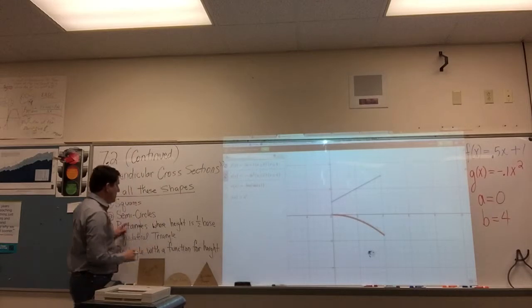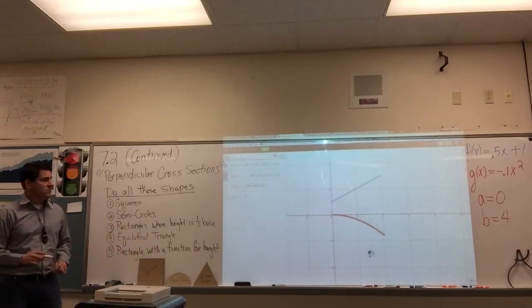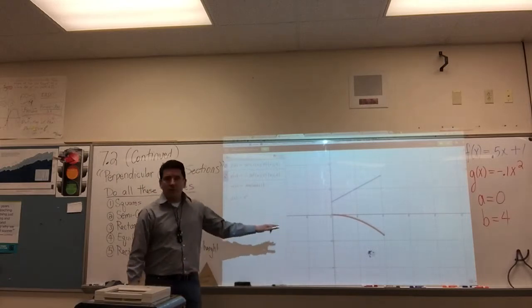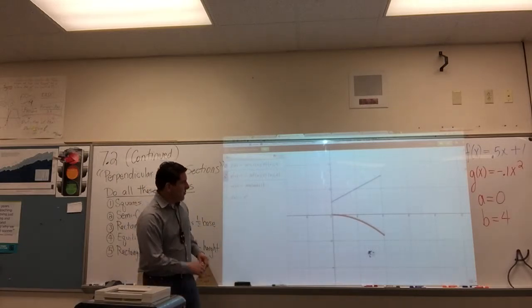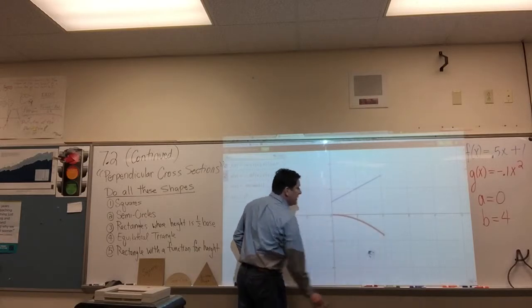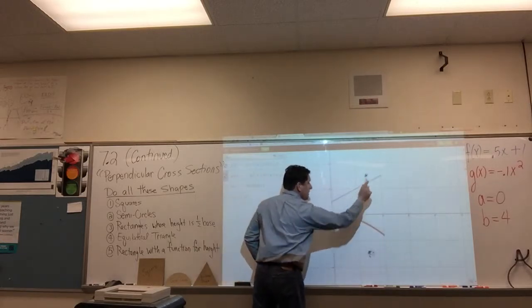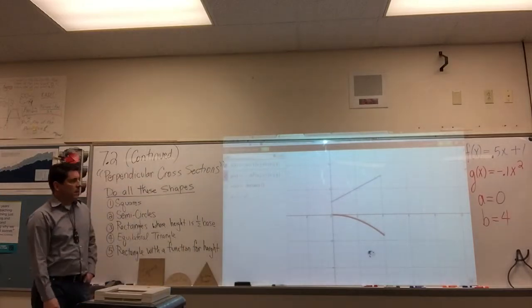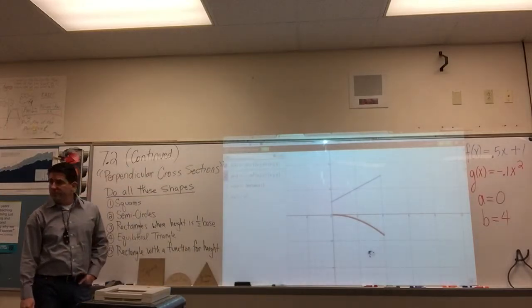And we're going to do each of these shapes one at a time. So go ahead and draw the picture on your paper. See the parabola just kind of comes down here, and the line goes up here. And then we'll draw the pictures.